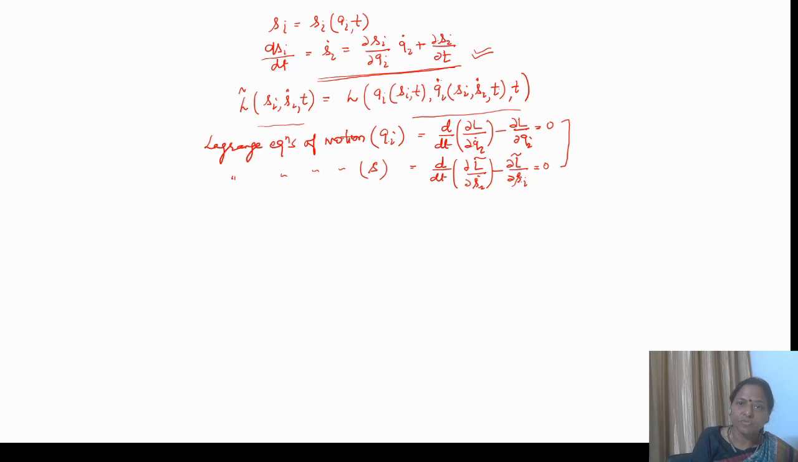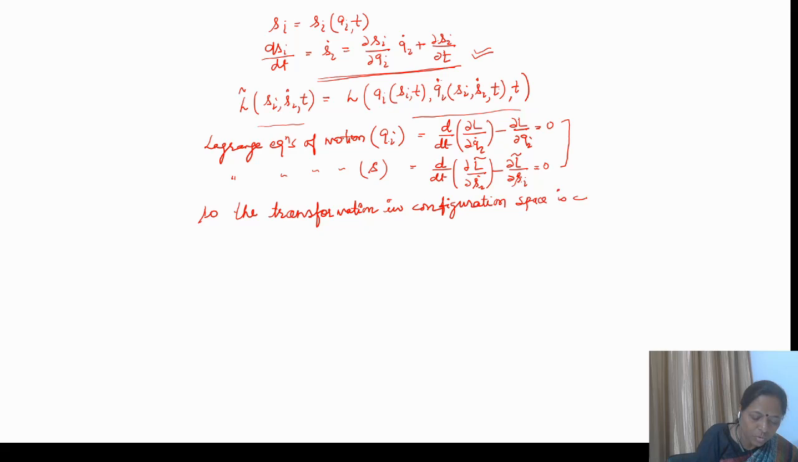This type of transformation is called a transformation in configuration space, and it is known as the point transformation, right? So the transformation in configuration space is called point transformation.